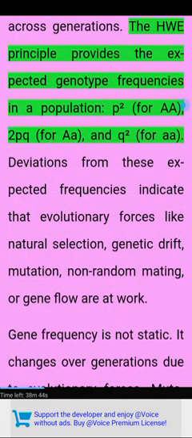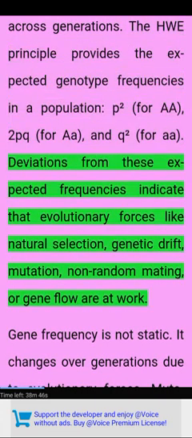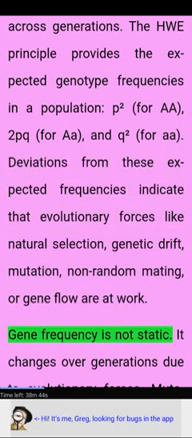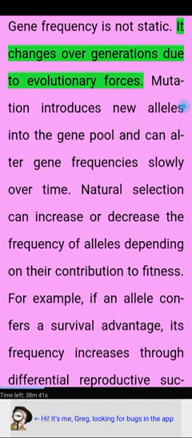The HWE principle provides the expected genotype frequencies in a population: p squared for AA, 2pq for Aa, and q squared for aa. Deviations from these expected frequencies indicate that evolutionary forces like natural selection, genetic drift, mutation, non-random mating, or gene flow are at work. Gene frequency is not static. It changes over generations due to evolutionary forces.